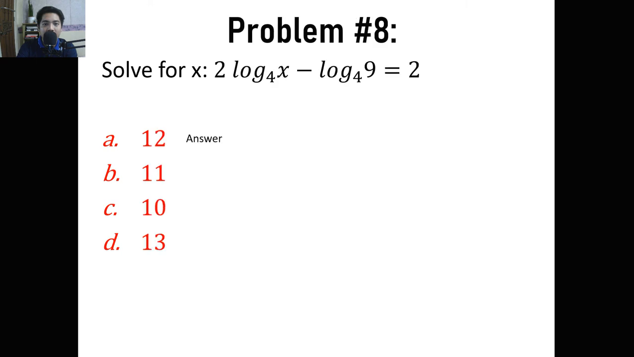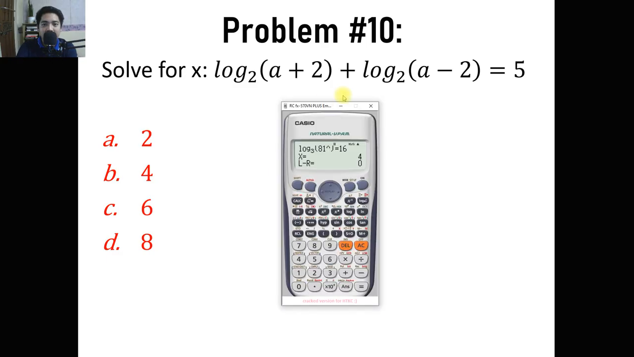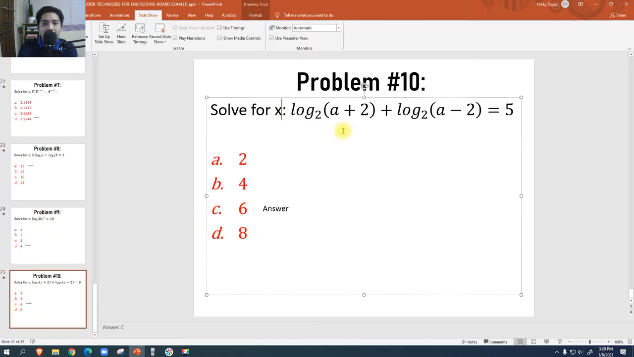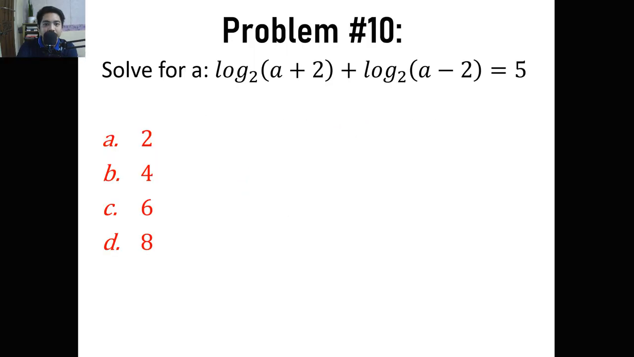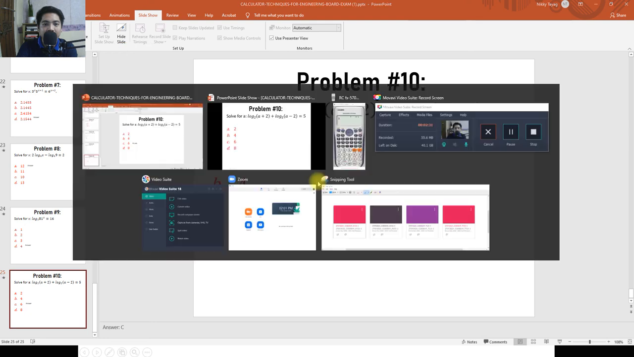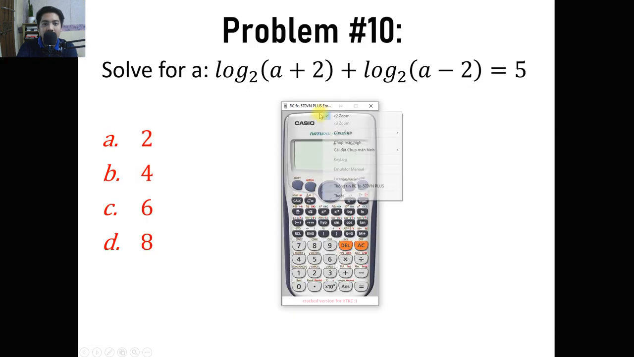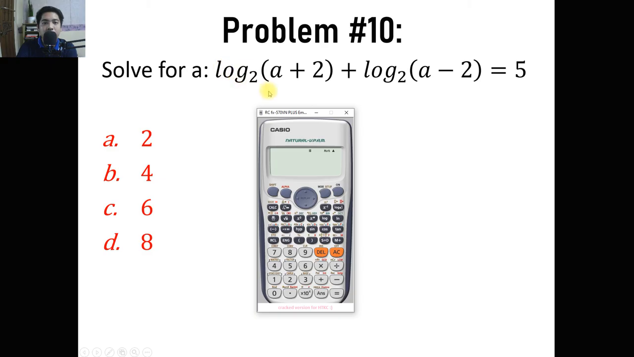So problem number 10. This would be our last problem. Solve for x. I mean, this should be solved for a, not x. So let me rephrase that. Here you go, solve for a. Then we have log of a plus 2 with the base of 2 plus log of a minus 2 with the base of 2 equals 5. So what are we going to do?